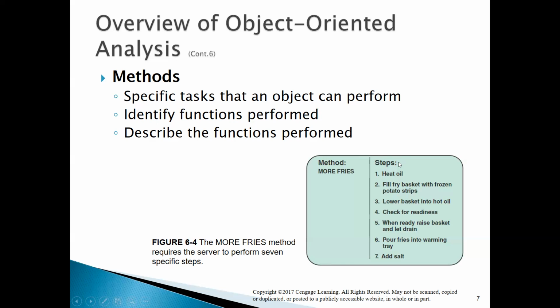Look at the third point. It describes step 1: heat oil, fill fry basket with frozen potato strips, and then lower basket into hot oil, check for readiness. When ready, raise basket, let drain, pour fries into warming tray, add salt. So methods are specific tasks that are performed within an object and also describe how the task is performed. So methods definition, please do note that down. This is important as well.